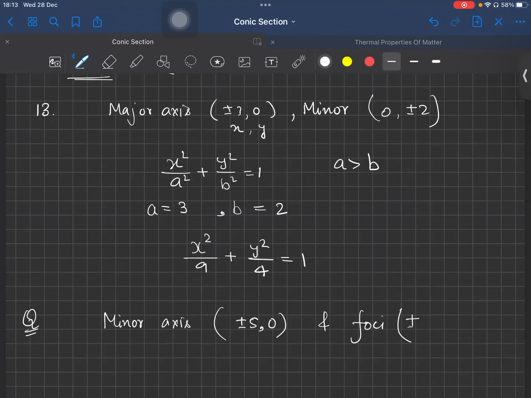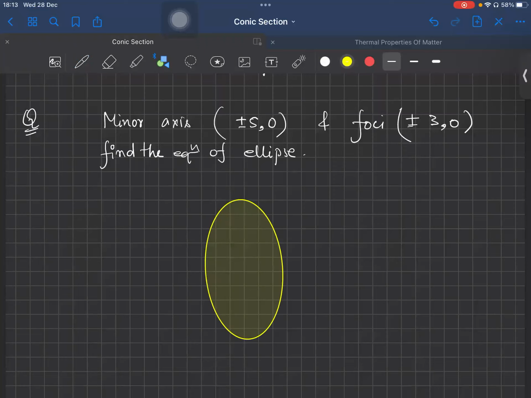How will you find this one? See, the minor axis is given, right? Whenever we draw any ellipse, the minor axis is on the x-axis, isn't it? Yes, sir. We are talking about this ellipse, because the y-axis is the major axis here. So this is the ellipse.